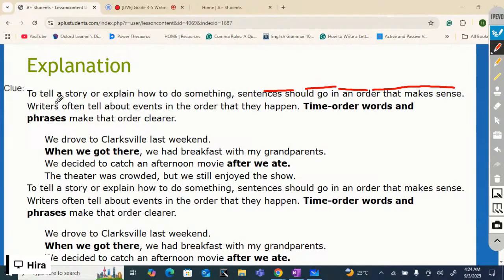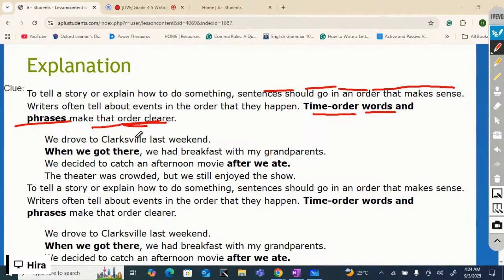Sentences should go in an order that tells about events in the order that they happen. They don't change it. So time order words and phrases make that order clearer. When writers talk about events, they usually write them in order.